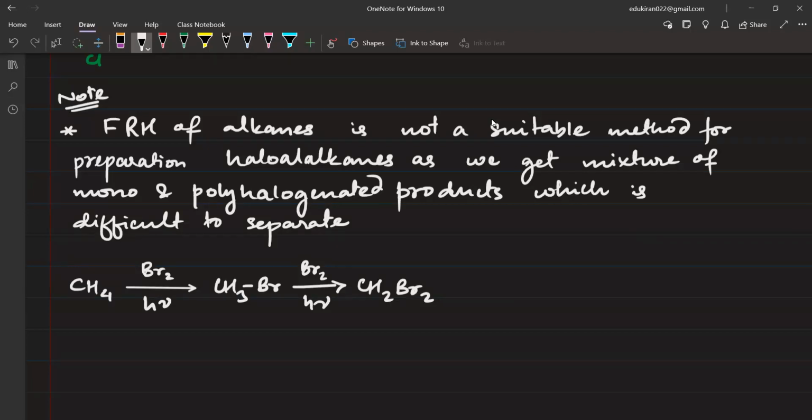He doesn't even care if CH3Br is already having a Br. He is just looking for hydrogen. If there is a hydrogen, it will replace it. Again, the CH2Br2 can come into contact with Br2 once again in the presence of h nu. And again, what will Br do? Br will say, is there hydrogen? Yes, there is hydrogen. So we will get CHBr3.